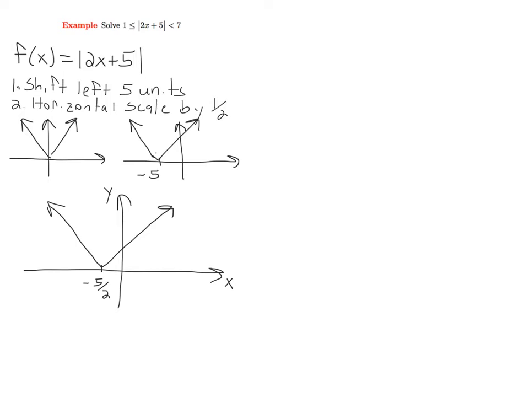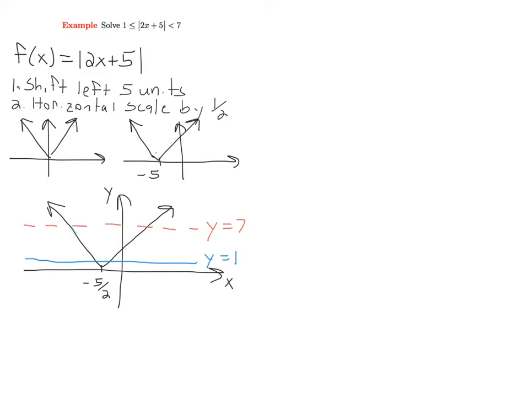And we want to identify the x values on this graph that give us a y value which is greater than or equal to 1. And so for this, I'm going to draw a solid line because we're including 1, or less than 7. And so for that, I'm going to draw a dashed line because we are excluding the 7. We want strictly less than 7.